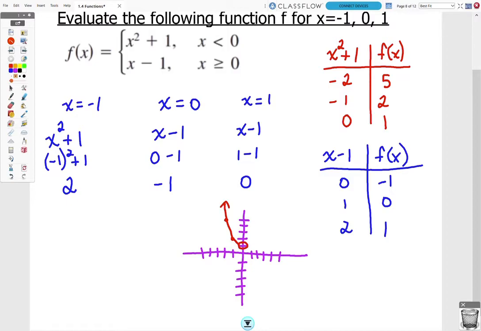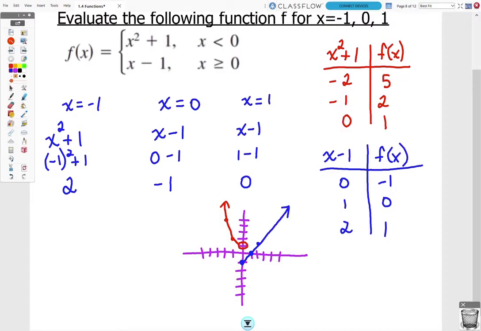Then for the next one, I have x minus 1, that's the blue. That is 0, -1, and now for the bottom equation, it is allowed to be equal to 0. So 0, -1, I can use a solid dot. Then I go to 1, 0, and then 2, 1. A little sloppy on the graph, but that's fine. Remember, it starts there and it keeps going.